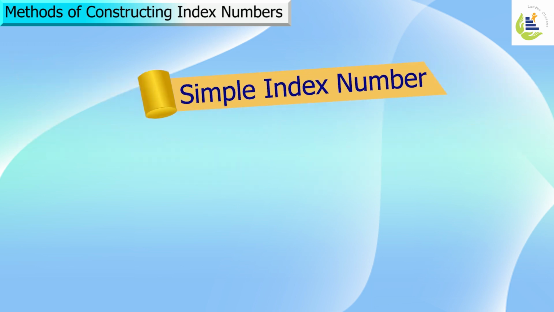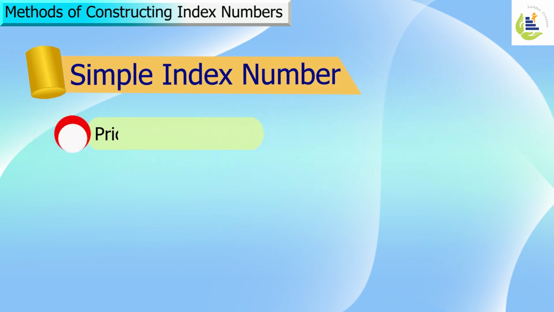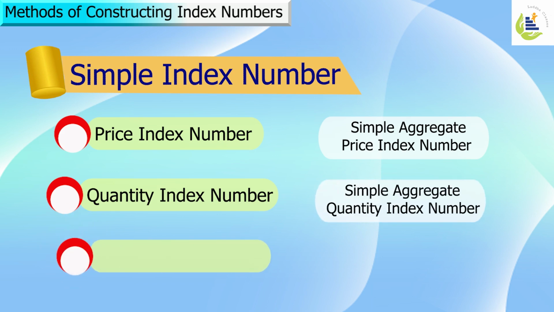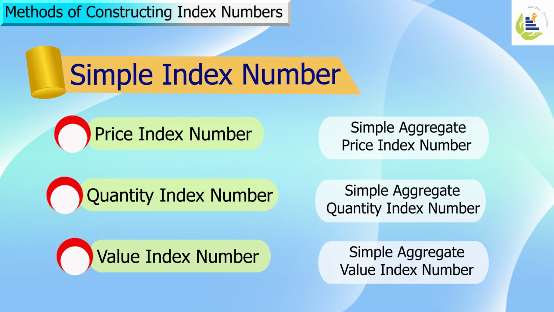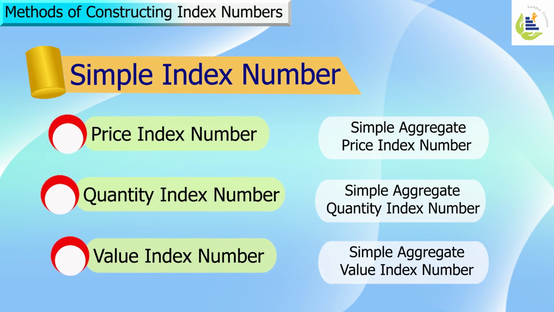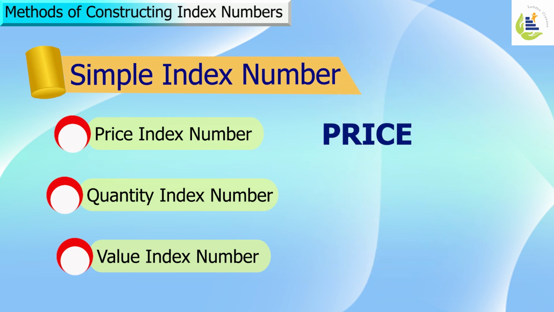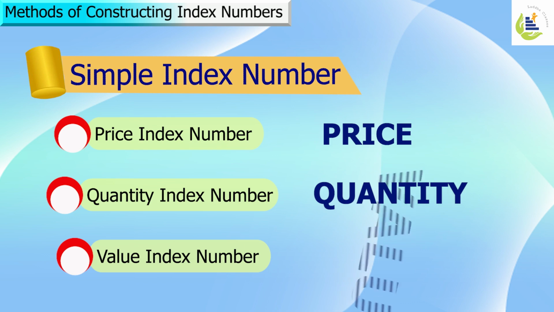Simple index numbers can be further categorized as price index number, or simple aggregate price index number, quantity index number, or simple aggregate quantity index number, and value index number, which is simple aggregate value index number. These index numbers are used when you want to study the changes in price, quantity and value.